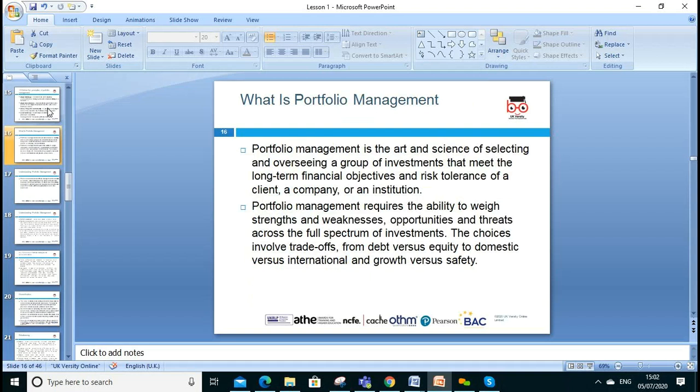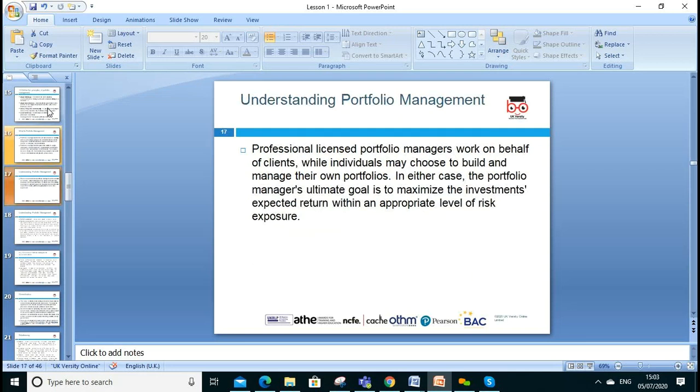If any question. What is portfolio management? Portfolio management is the art and the science of selecting and overseeing a group of investments to meet the long-term financial objectives and risk tolerance of clients, companies, and institutions. So portfolio management requires the ability to gauge strengths, weaknesses, and opportunities.